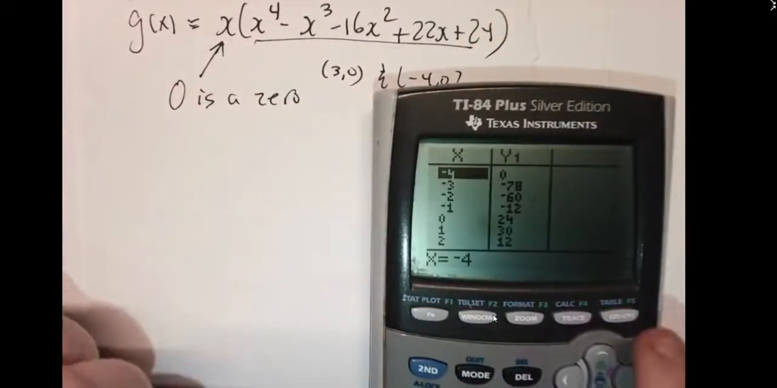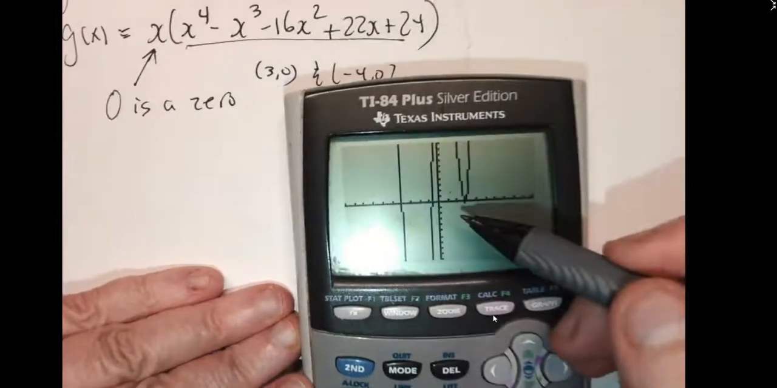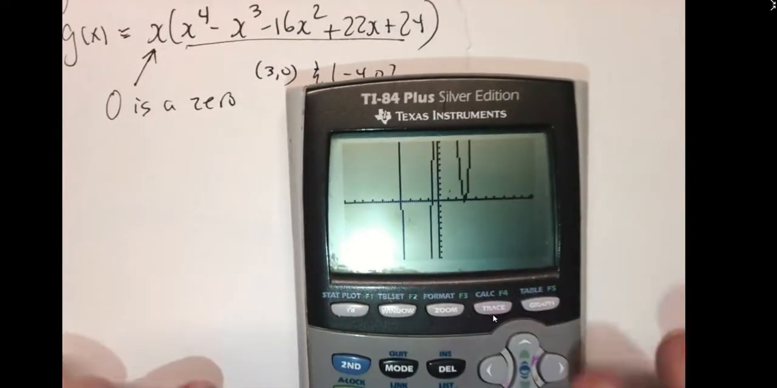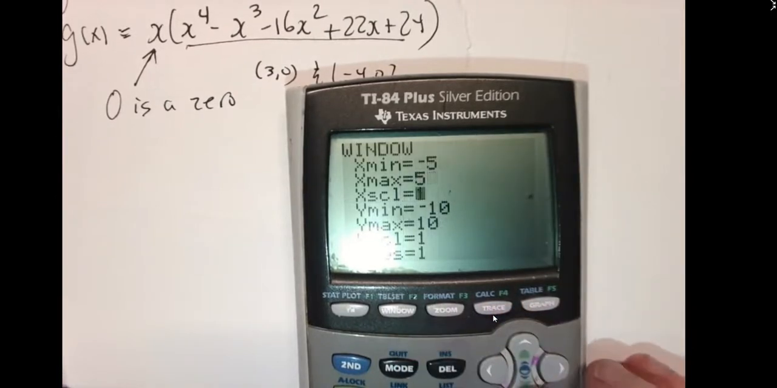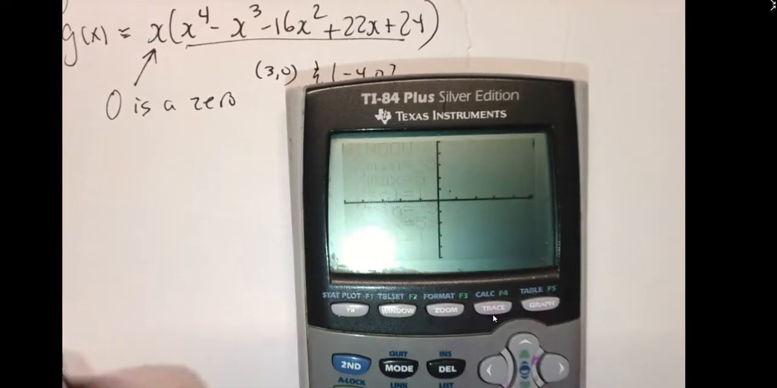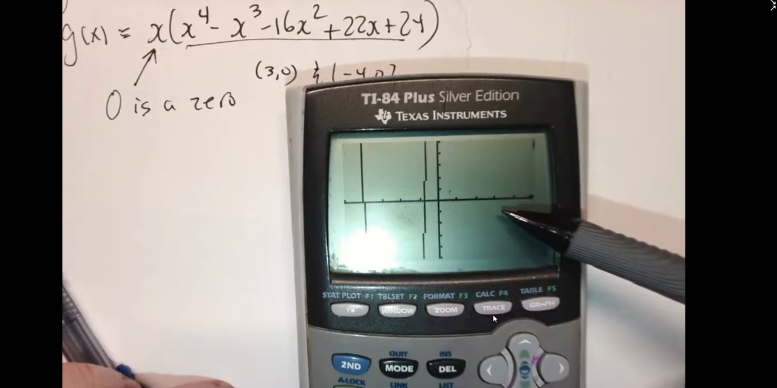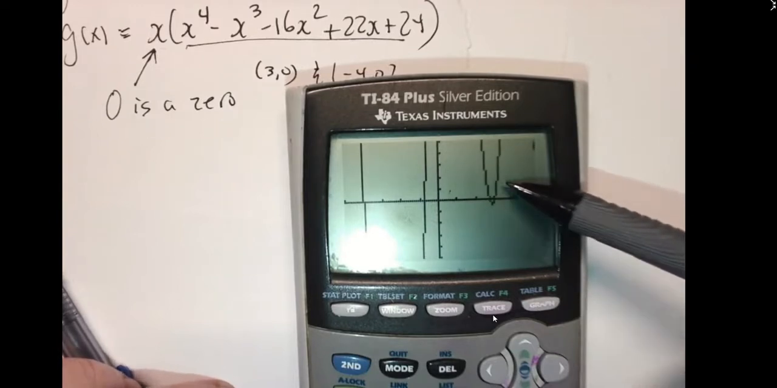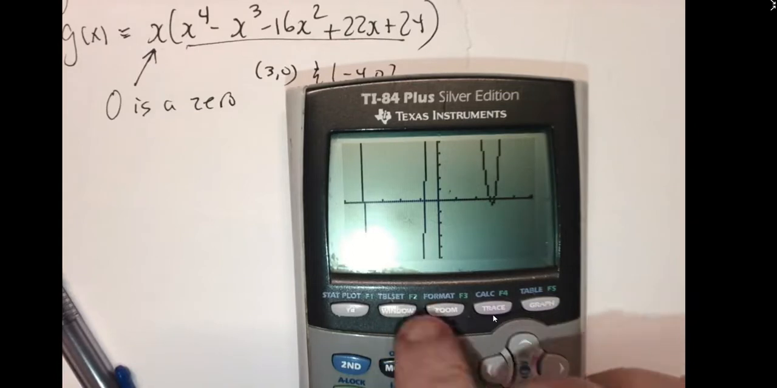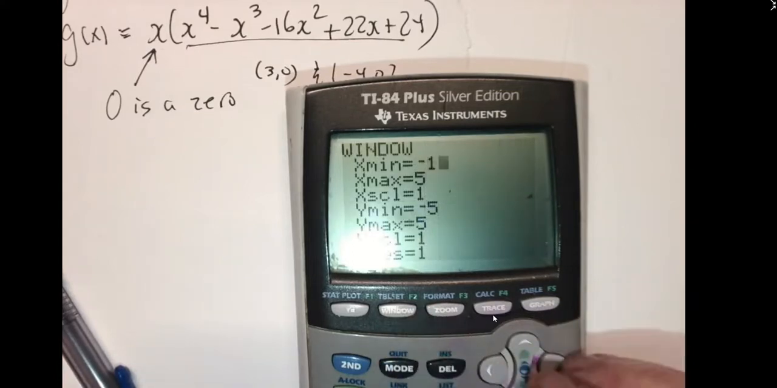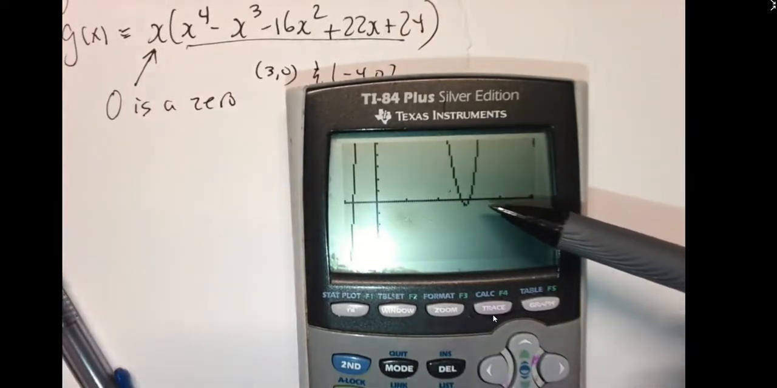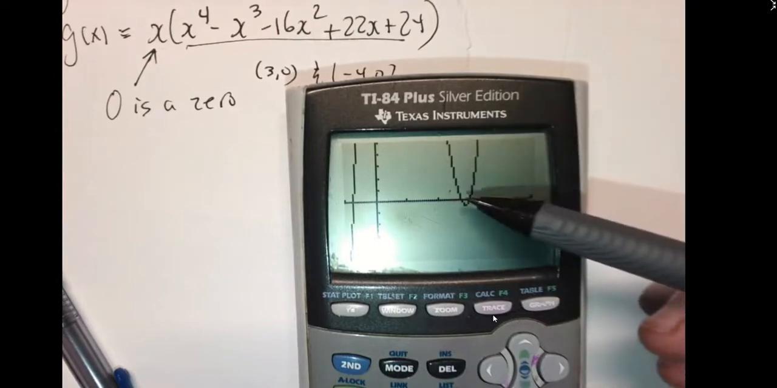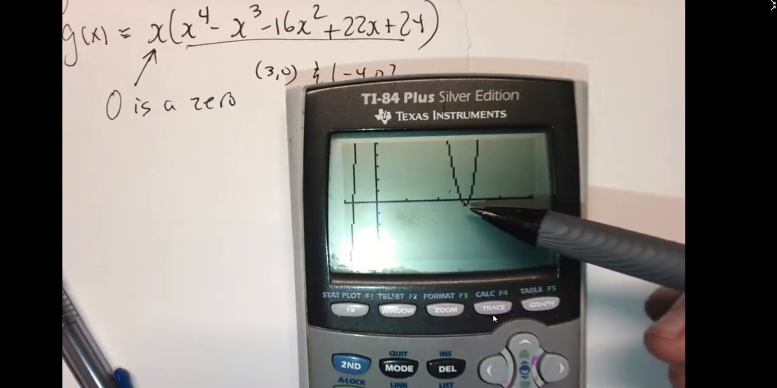Now, I don't really know if that's touching and bouncing back at +3. I might change the window. I think there's something else going on there. So what's going on at 3? Okay, so no, it's not touching and bouncing back at 3. I've got another one here, so it's probably an irrational one there. And then it's coming up through 3.